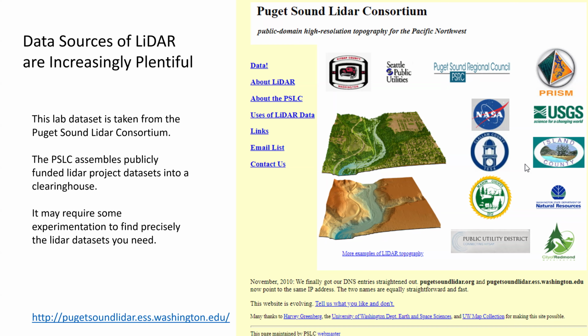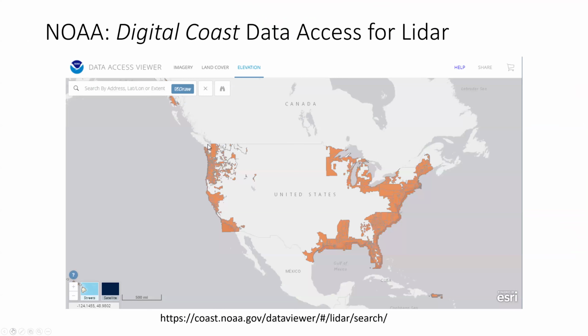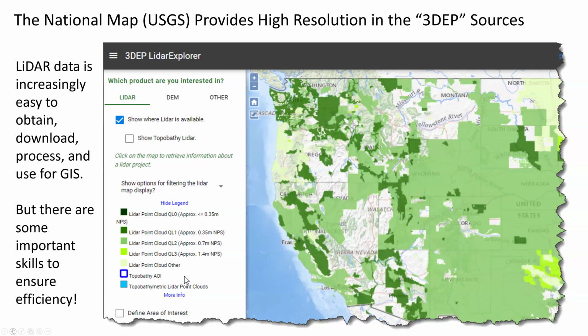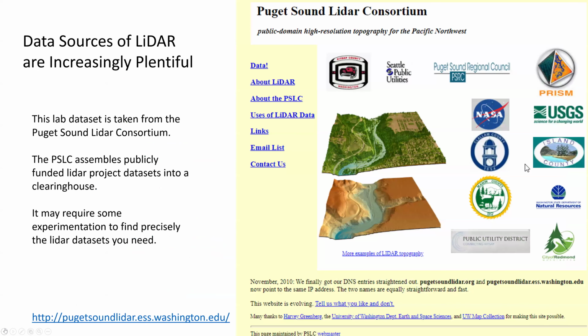But is it accessible now, more easily than before? Kelly's asking, is it accessible now more easily? Yes. Thanks to things like the Washington DNR LIDAR portal and the NOAA Digital Coast Access for LIDAR and the National Map, right? All of these have come on since 2018. So when I first taught this course, it was called GIS for the Third Dimension.